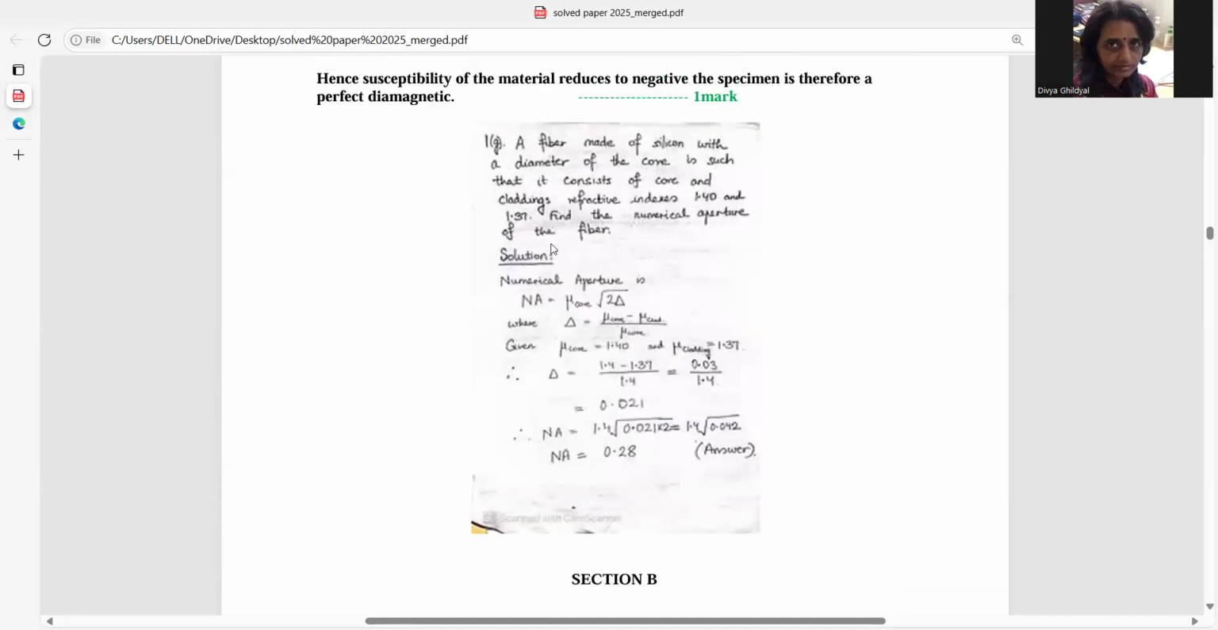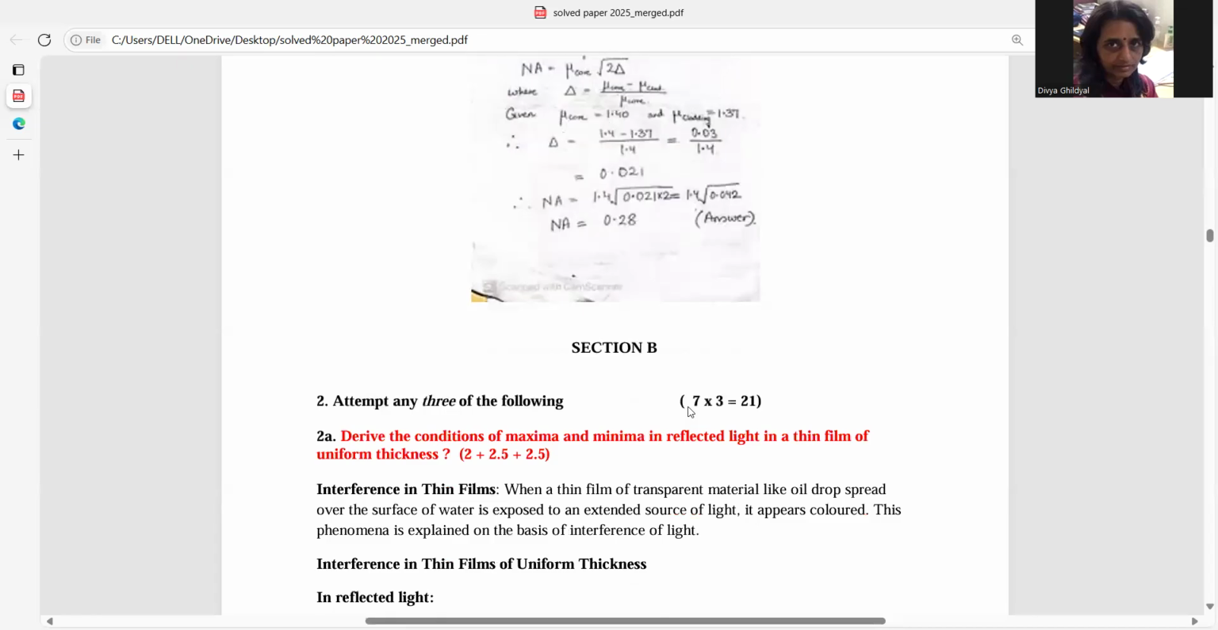This numerical on optical fiber was also very easy. A fiber made of silica consists of a core and cladding, and the refractive indices are given. The numerical aperture formula is refractive index of core into under root 2 delta, where delta is equal to refractive index of core minus refractive index of cladding upon refractive index of core, which are given. So the numerical aperture comes out as 0.28. Usually numerical aperture answers are always less than 0.5.